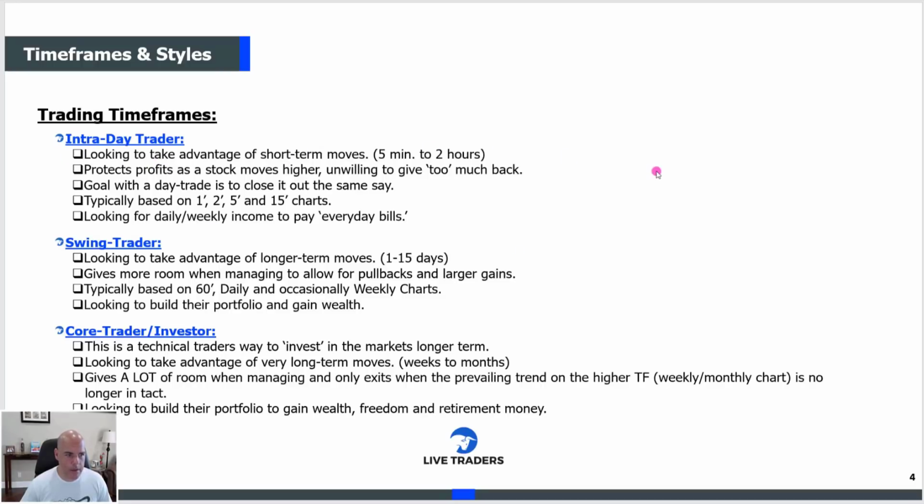Intraday trader, you're looking to take advantage of small moves. You protect profits as the stock goes up; you're not looking to give too much back. Within intraday trading, you have micro scalpers, and you have full-term day traders that hold for 4 or 5 hours, so there definitely are a lot of different variances. Swing trading, guys, you're basically looking for 2 to 10 day, 3 to 15 day moves. You're in most of those trades for 1 to 3 weeks most of the time. And then core trading is basically what most people think about as investing, straight up investing.